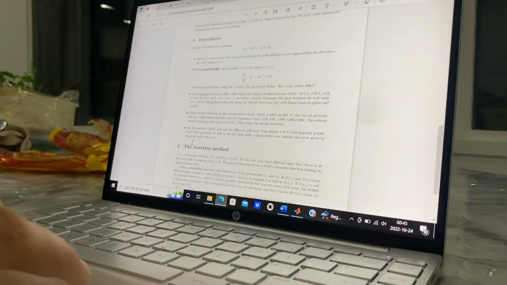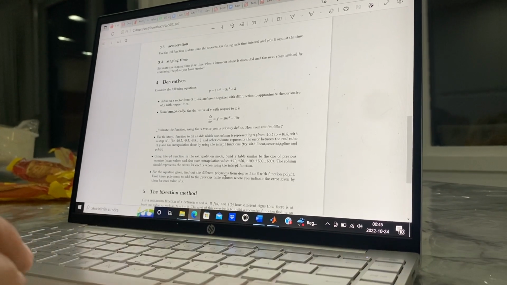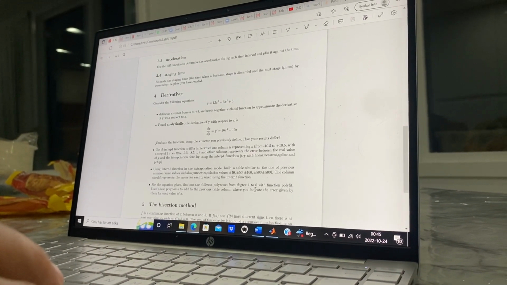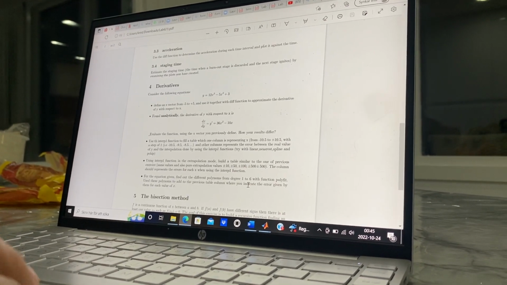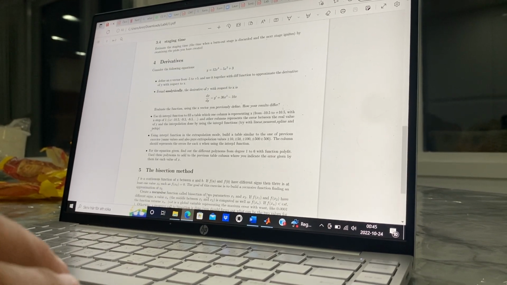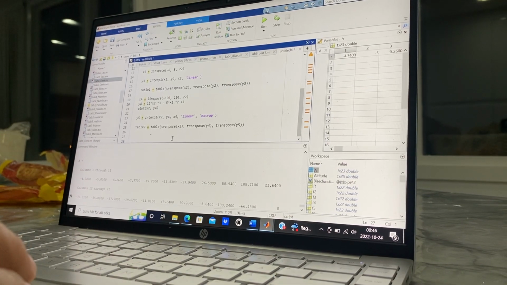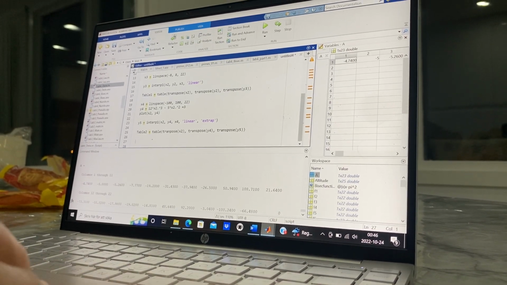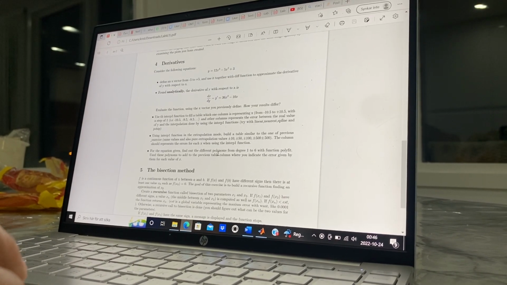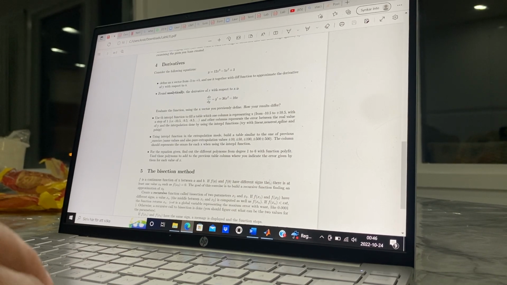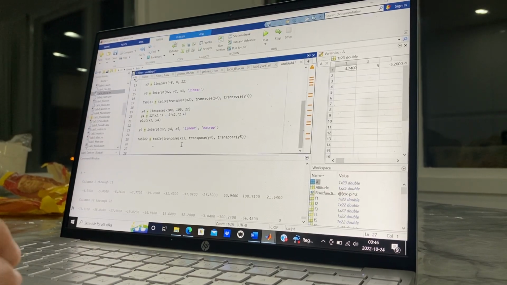So the last task for part 2 is, for the equation given, I will find out different polynomials from degree 1 to 6 with function polyfit. So I use these polynomials to add to the previous table column where I indicate the error given by them for each value of x. So what I will do here is I will use polyfit, and I will find out different polynomials from degree 1 to 6 for the equation that we have.